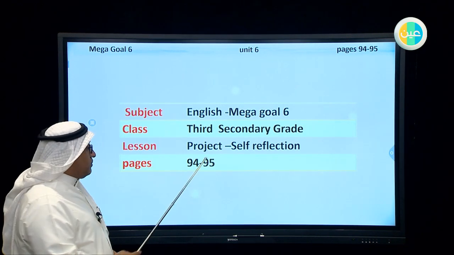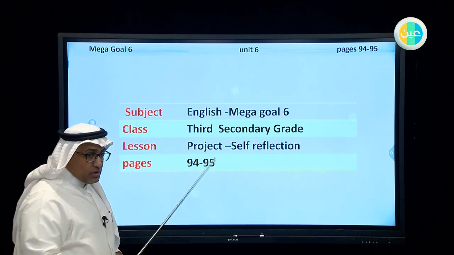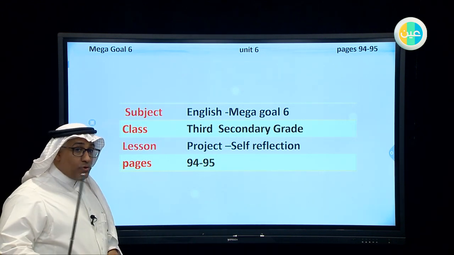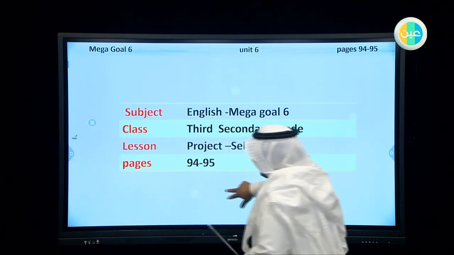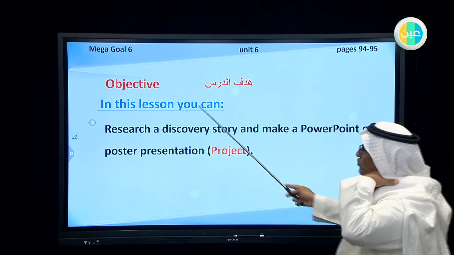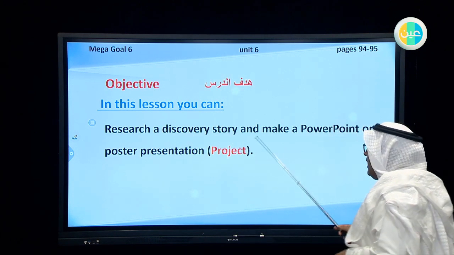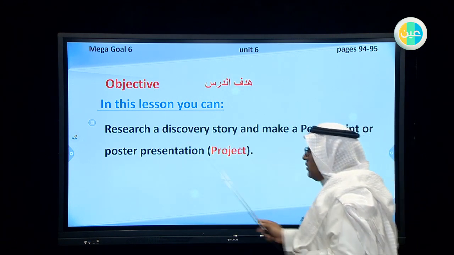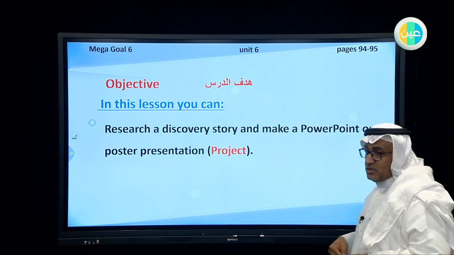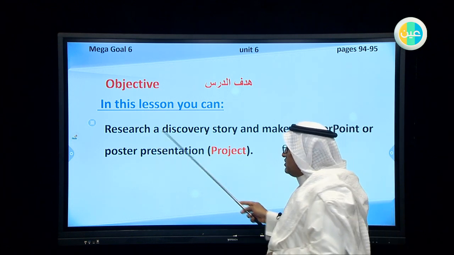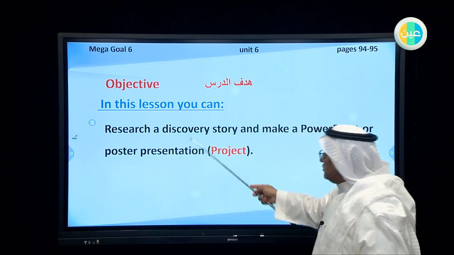Today we have a lesson about how to make a project and self-reflection. What I want you to do now is to open your book on page 94 and 95. Okay, let's get started. Our objective today is to research a discovery story and make a PowerPoint or poster presentation. We call this a project. To research a discovery story means to look for and collect information about a discovery story.